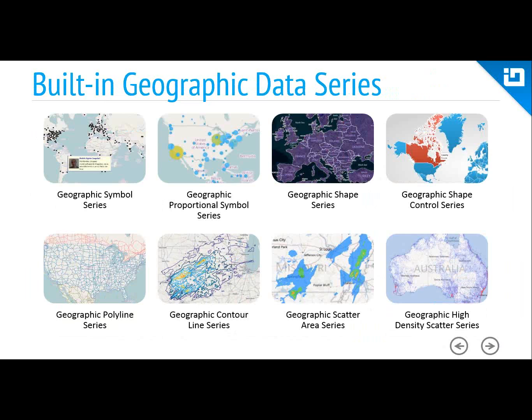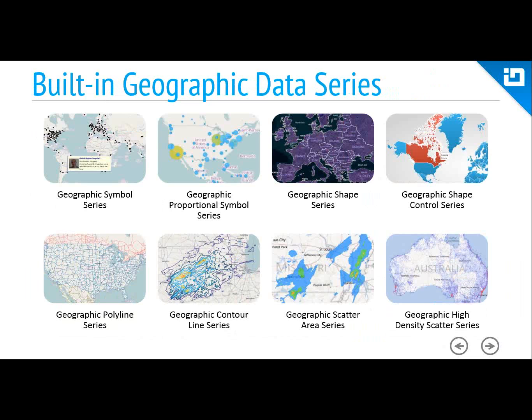The geographic shape control series is a little more like the shape series, but each shape acts more like a control. So you can set more events on it, highlights, and more interactions. There's a polyline, which can be used as simply as creating a route or a territory or a polygon, or it could be an entire roadmap.